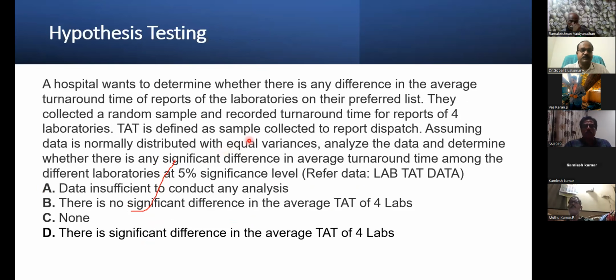It is only when the process is shifted that your CP and CPK will differ. All right, the question is understood, right? Now this question requires Minitab. I'll come to this later, but I'll only explain the question here.